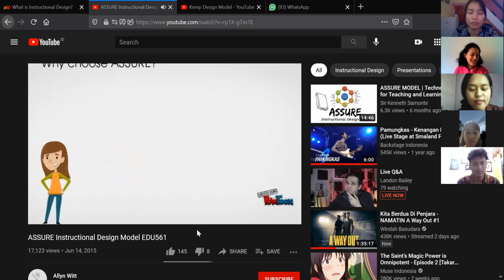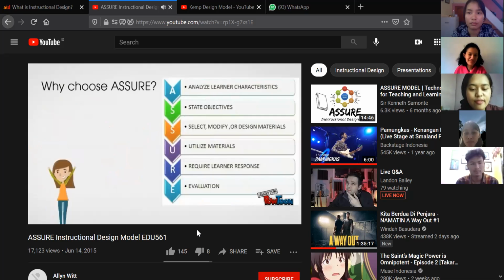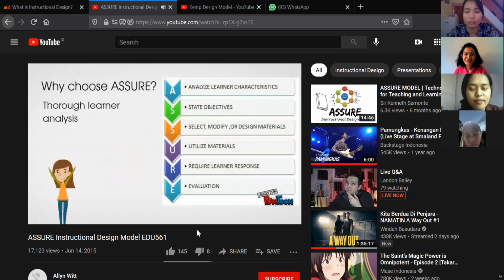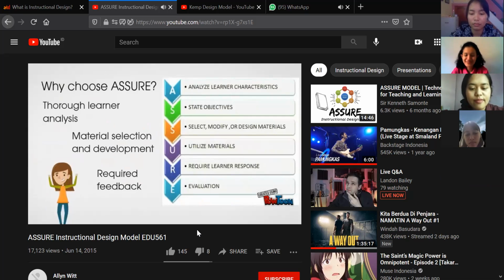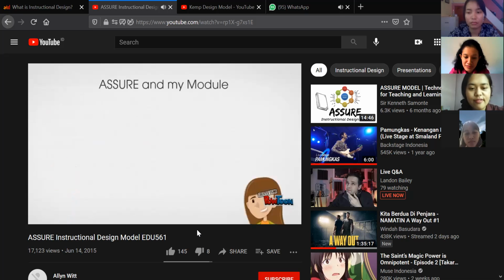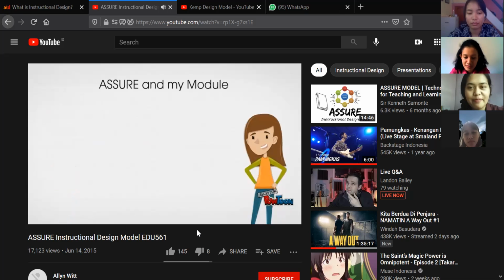So why choose the ASSURE model? One reason I love it is because it puts an emphasis on thorough learner analysis right at the beginning. Another reason I love it is because of the material selection and development process. You can use things that are already out there. The last thing I like about it is that it requires teacher feedback throughout the process.